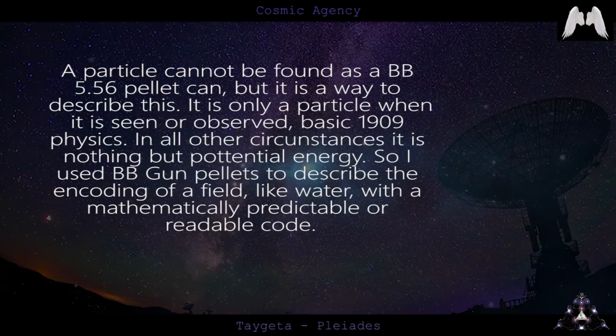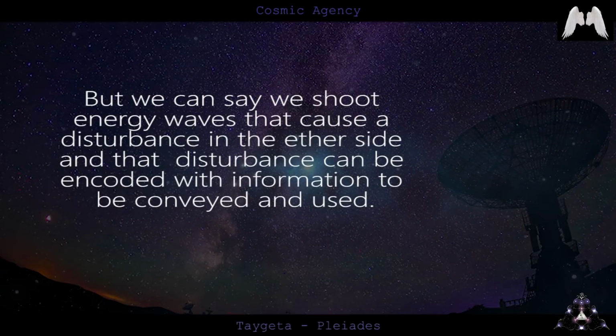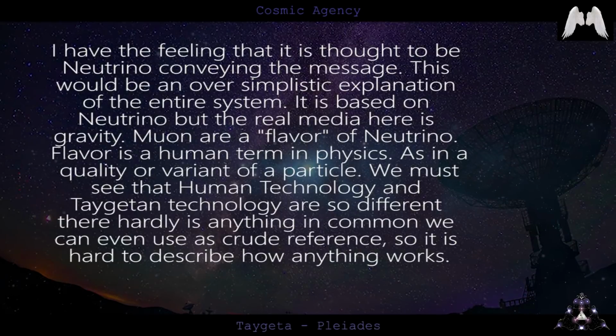So, I used BB gun pellets to describe the encoding of a field, like water, with a mathematical predictable or readable code. But we can say we shoot energy waves that cause a disturbance in the ether side, and that disturbance can be encoded with information to be conveyed and used. I have the feeling that it is thought to be neutrino conveying the message. This would be an oversimplistic explanation of the entire system. It is based on neutrino, but the real media here is gravity.